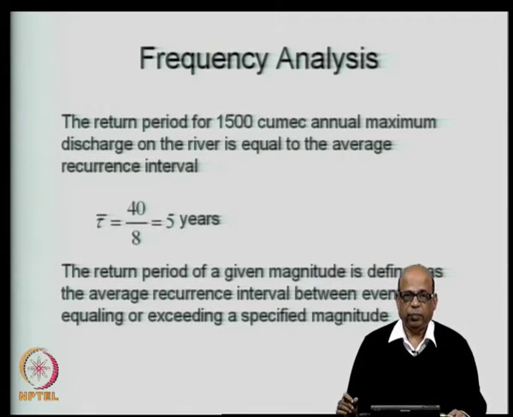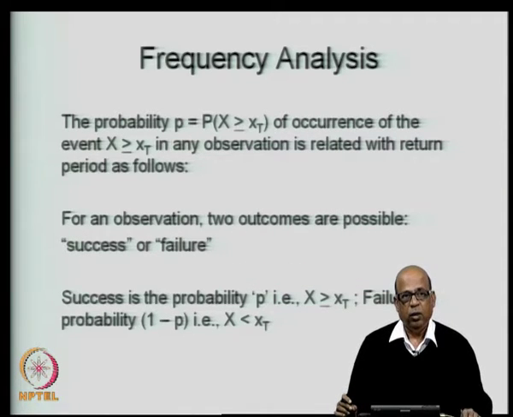So, for this example, the return period of the event that the flow magnitude equals or exceeds 1500 cubic meters per second, Qmax, is 5 years, which means once in about 5 years you can expect this particular magnitude to be equaled or exceeded. We will put this more formally through a probability now.